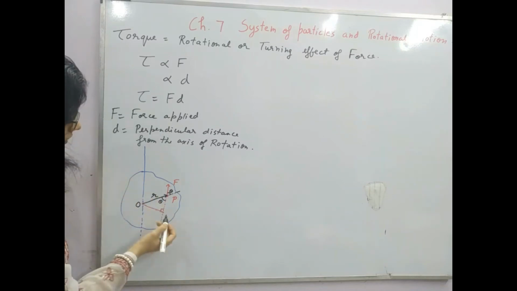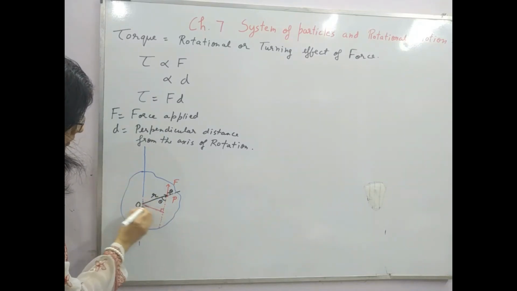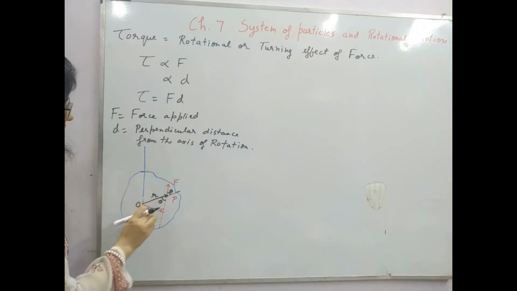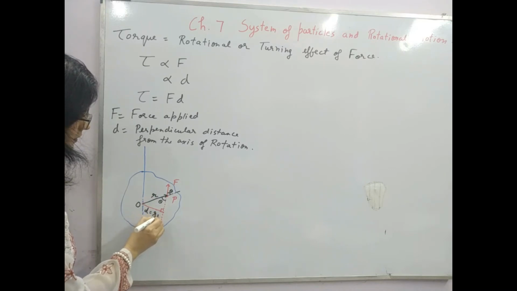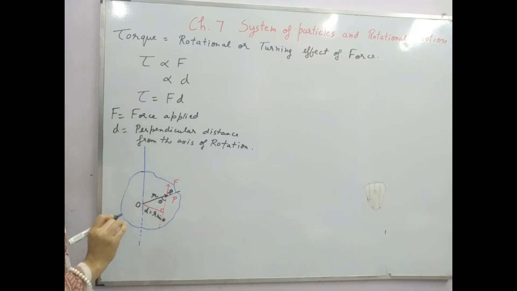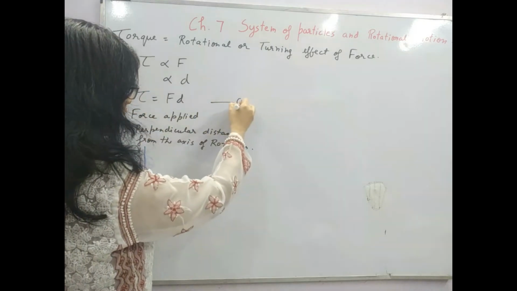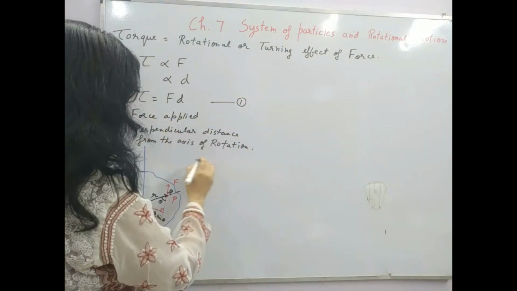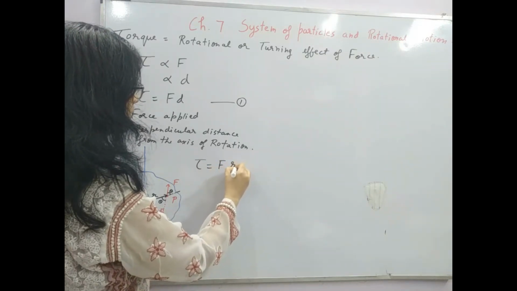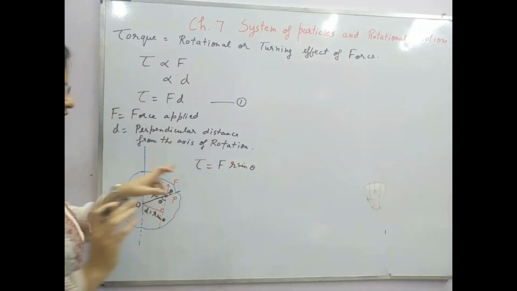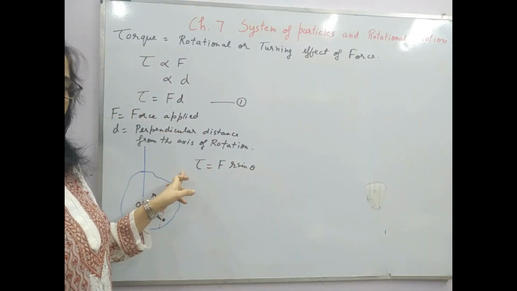This is theta. Now this is a right triangle. So what will be this perpendicular distance? If I consider this d as perpendicular distance, I know that sine theta is perpendicular upon hypotenuse. So this will be r sine theta. So if I apply this formula first, torque is equal to force into r sine theta. Right now I am writing the scalar form only.